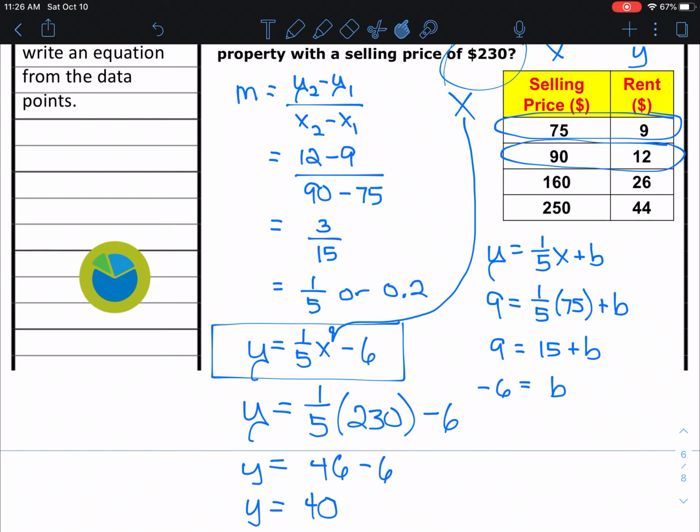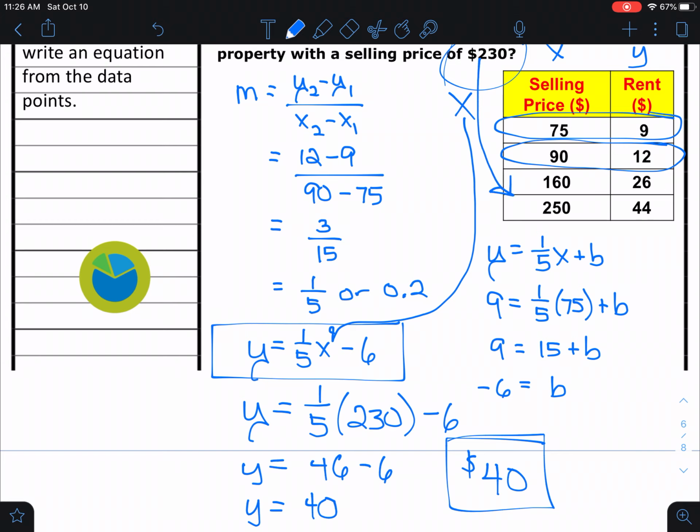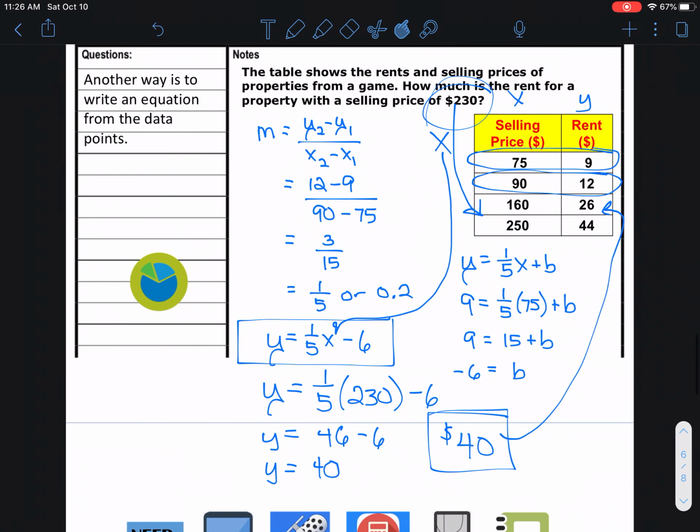Now, does that make sense in our situation? You should always kind of see if this is really making sense. Notice we had a selling price of x of 230, which is kind of in between these. And then our rent was $40, which is in between these. So it looks like we're making sense there in terms of what we were given. But the answer to this would be $40. Okay, hopefully that makes some sense.